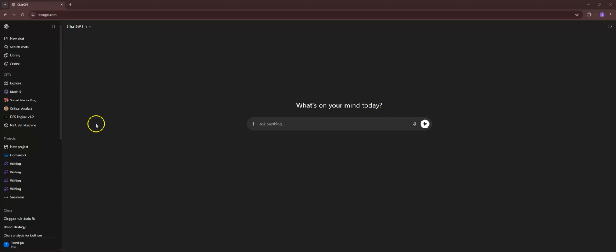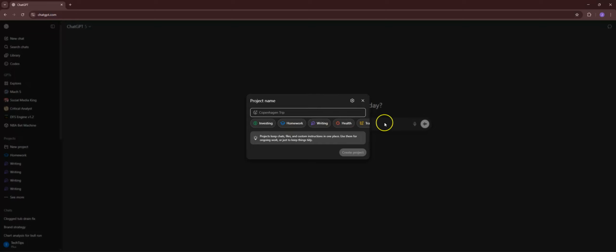But what I prefer to do personally is to simply just use the project section and create myself a new project that I can dive into my investments with ChatGPT. So to do this, you'd simply go ahead and click New Project, and then you'd want to look at the options available. The one that fits our criteria here is investing, so we'd go ahead and click Investing.